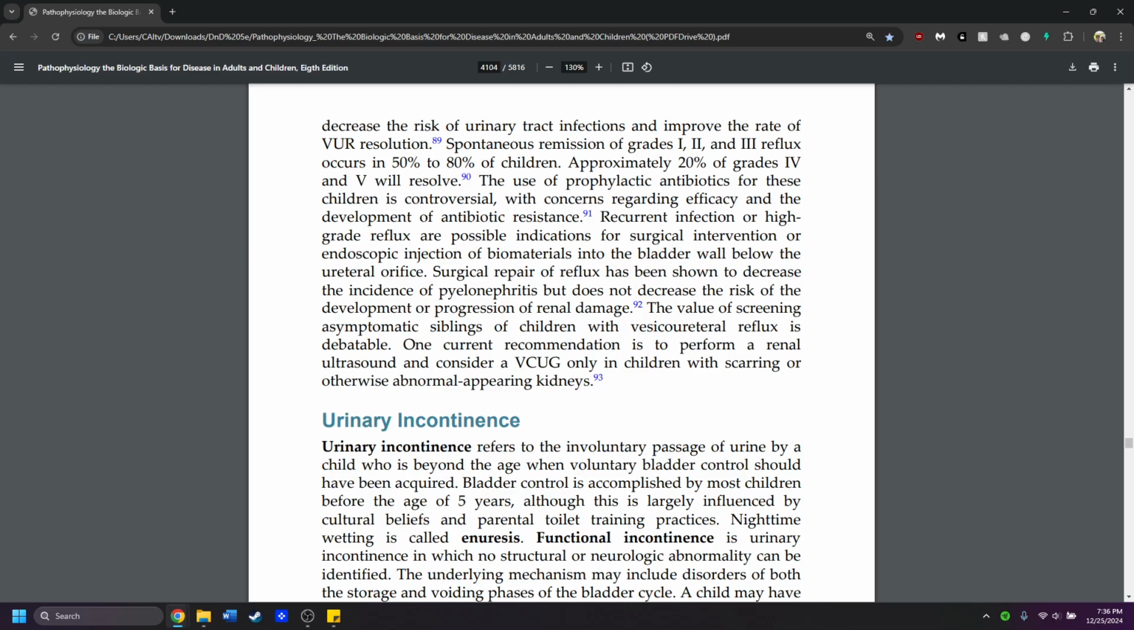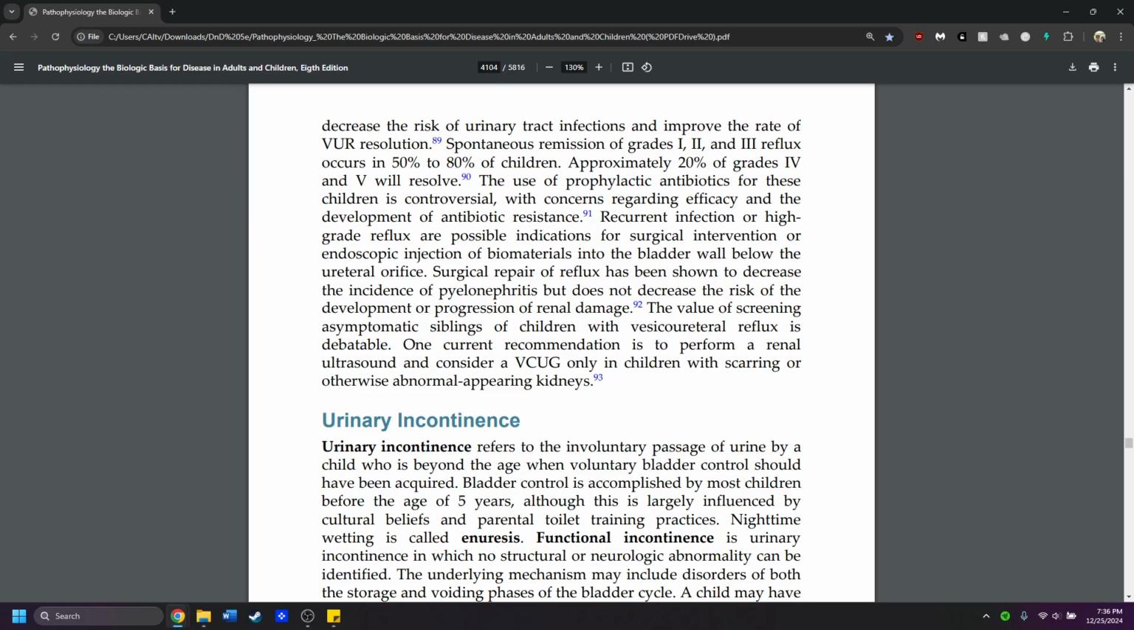Spontaneous remission of grades 1 through 3 reflux occurs at about 50 to 80% in children. Approximately 20% of grade 4 and grade 5 will resolve. The use of prophylactic antibiotics for these children is controversial, with concerns regarding efficacy and the development of antibiotic resistance.